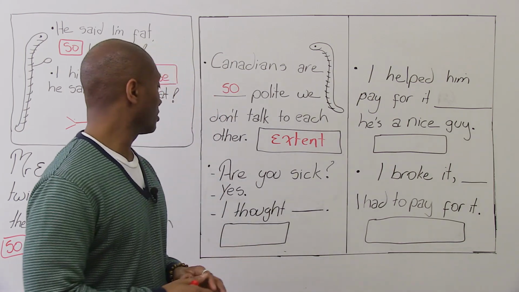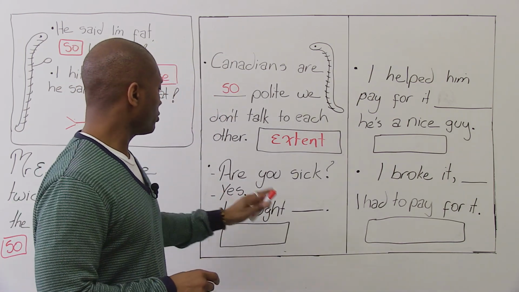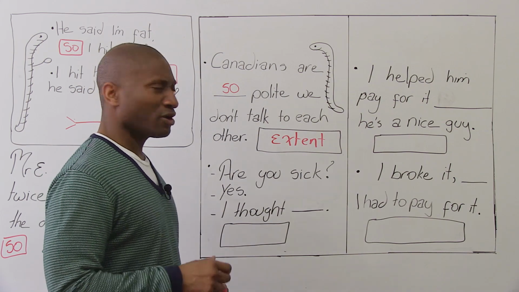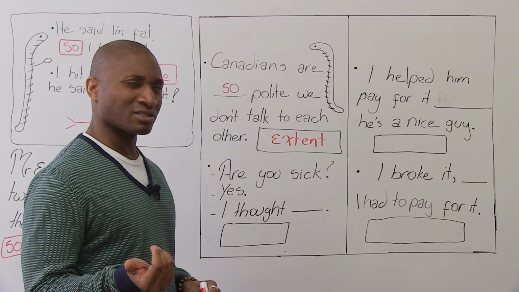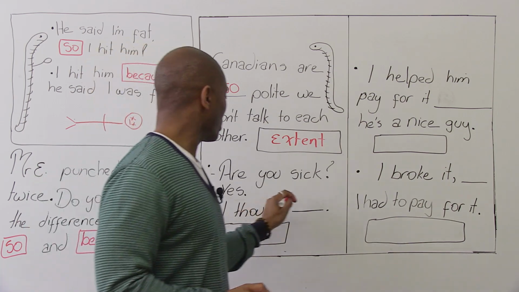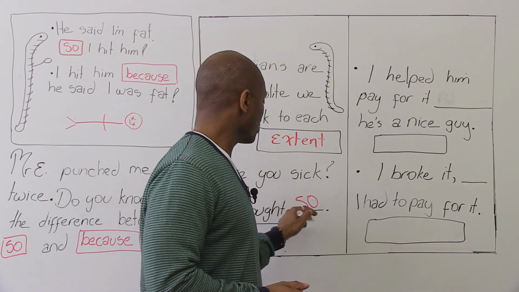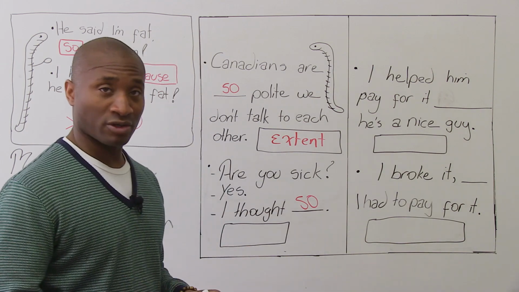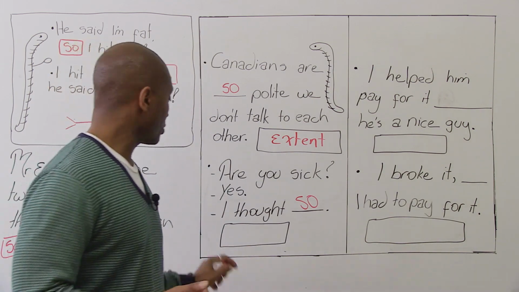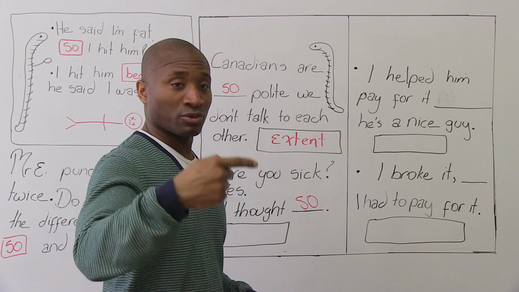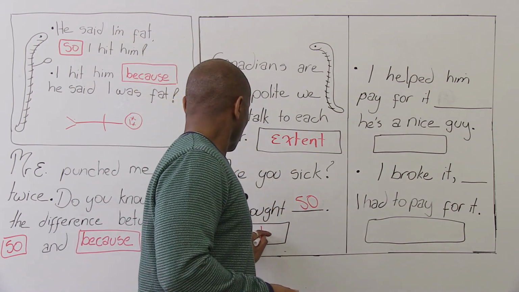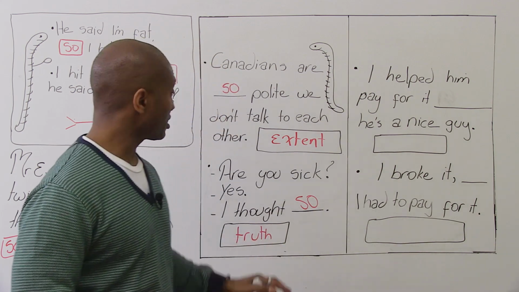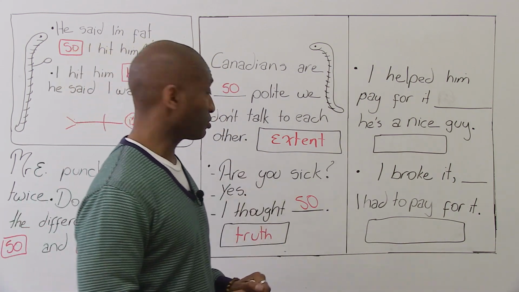All right, next. How about this one? Are you sick? Yes. I thought because... Well, it doesn't seem like we're offering up a reason, is it? No. So you'd probably say, I thought so. Do you remember we said so introduces truth? I thought so. I think so. Right? So we're talking about truth. I thought you were sick. I believed it was true. Truth. Okay? That's the other reason we use so.